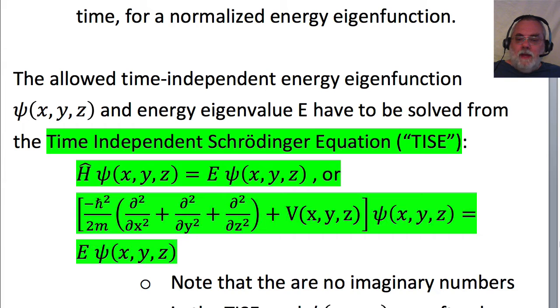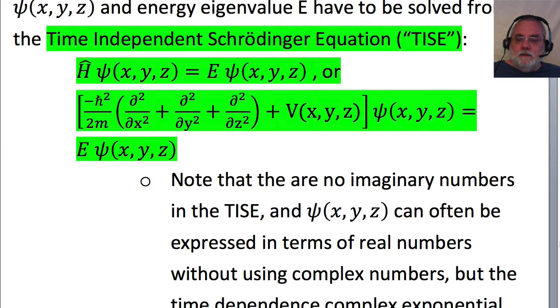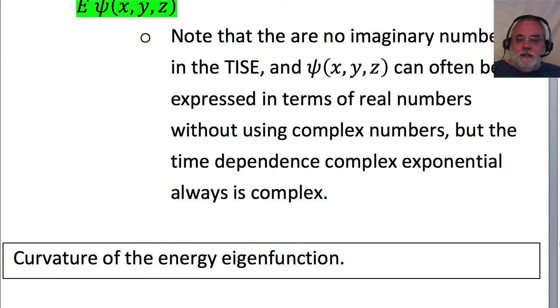Note that there are no imaginary numbers in the time-independent Schrödinger equation, and lowercase psi can often be expressed in terms of real numbers without using complex numbers, but the time dependence complex exponential always is complex. Curvature of the energy eigenfunction.